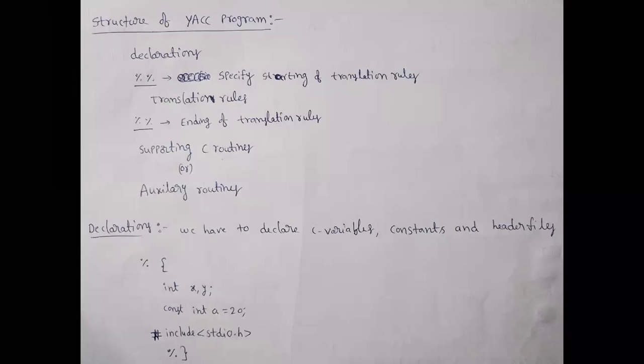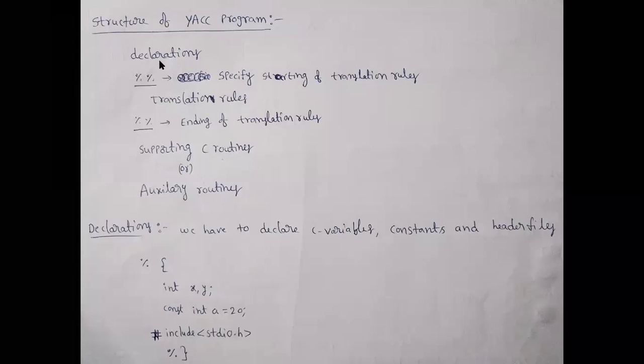Don't you know? So the structure of a Lex program is the same as the structure of a YACC program. In this Lex program, we specify three specifications. The first one is the declaration section, the second one is the translation rules or rules section, and the third one is the auxiliary procedure section. So these are the three types: the declaration section and the translation rule section, and we are using supporting C routines or auxiliary routines.